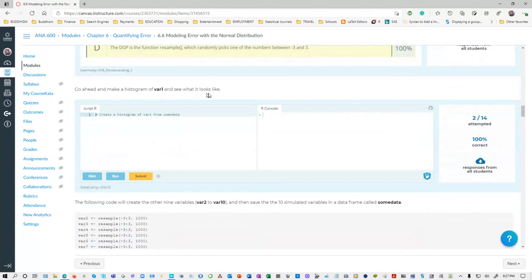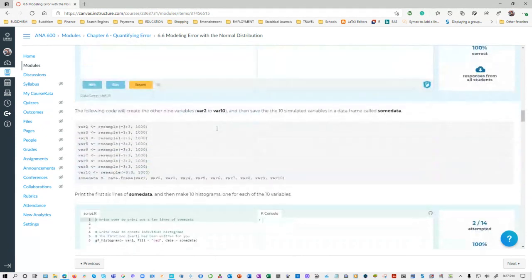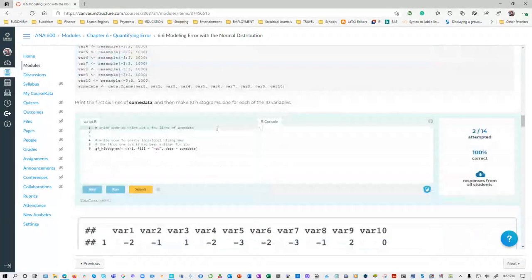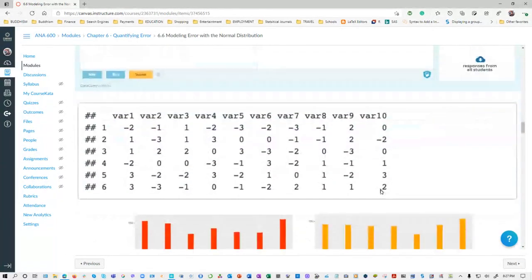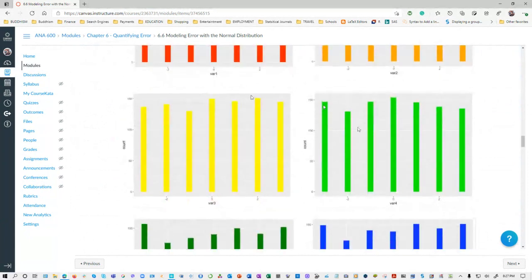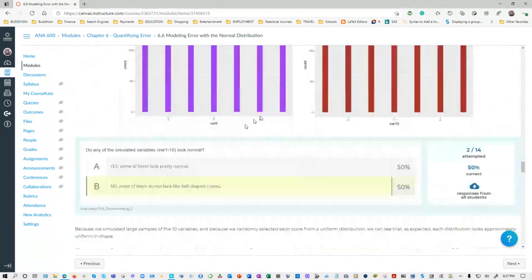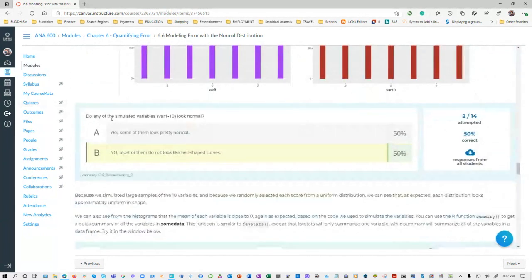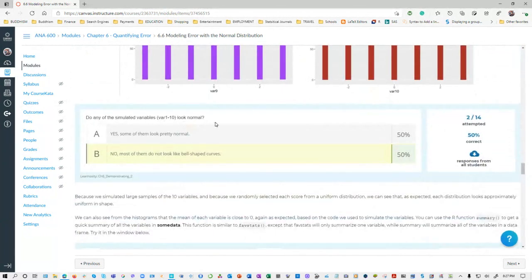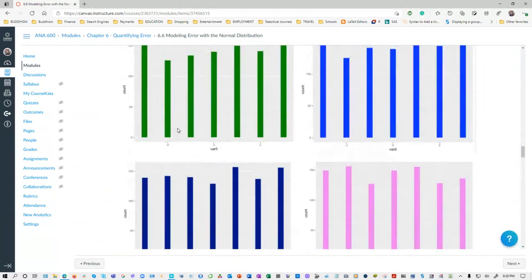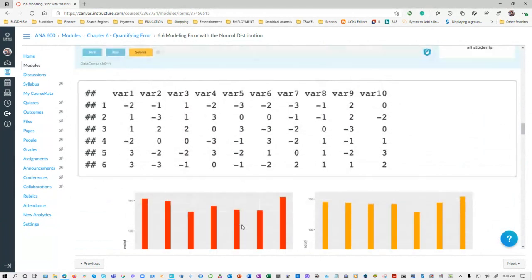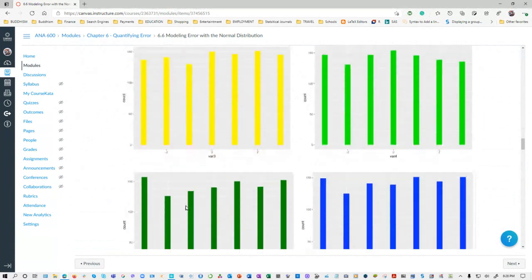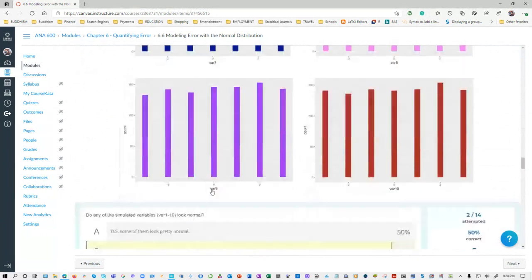Go ahead and make a histogram for VAR1 and see what it looks like. We already did that. Then they say to do this 10 times. If you do it 10 times and draw the histograms, they all look like this. Do any of the simulated variables look normal? No, most of them don't look like a bell-shaped curve. They all go to uniform. You generated numbers and saw that none is bell-shaped. All uniform.